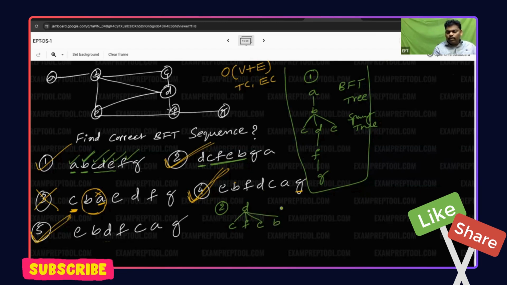First D, followed by D's four people. You can write the four people in any order, but according to the second option, this is the order: C, F, E, B. Okay, fine. In C, F, E, B, who is the first person? C. D is over, go to C now.